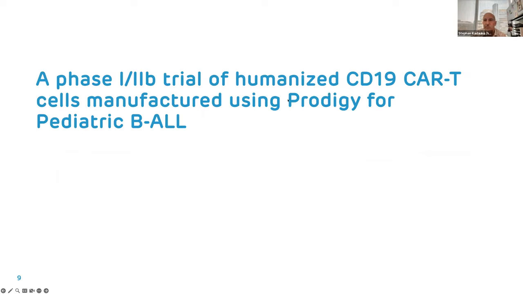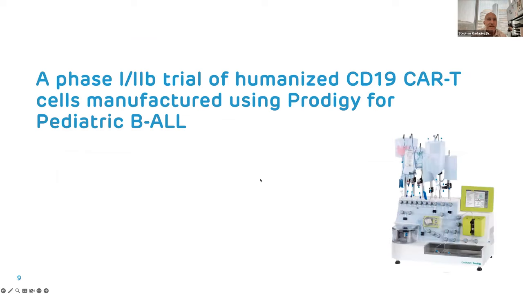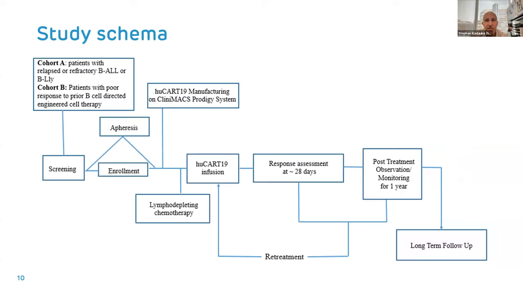Humanized refers to certain tweaks that were made to the CAR to try to enhance its function. As for manufactured using Prodigy, the Prodigy is a novel automated manufacturing platform that allows us to produce these clinical CAR T cells in our own laboratory. And in our hands, this cuts down the cost of making these by over 90% compared to commercial CAR T products. And we believe that this cost reduction could potentially broaden access to this life-saving therapy, both in the US and globally.